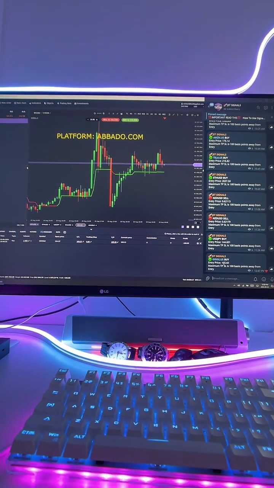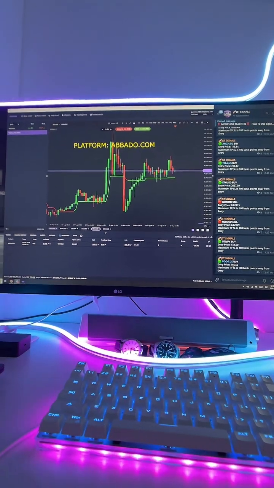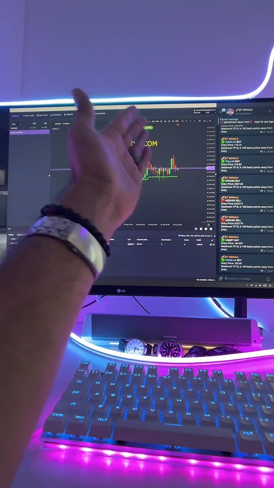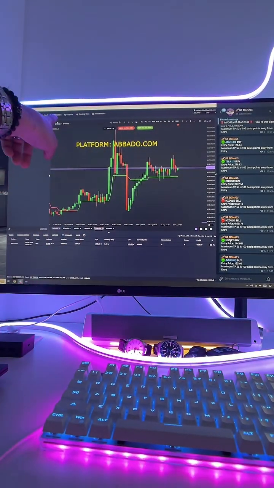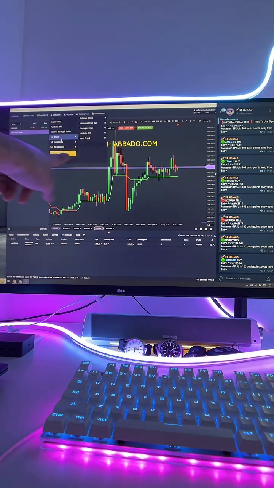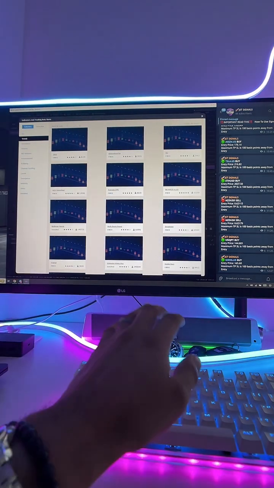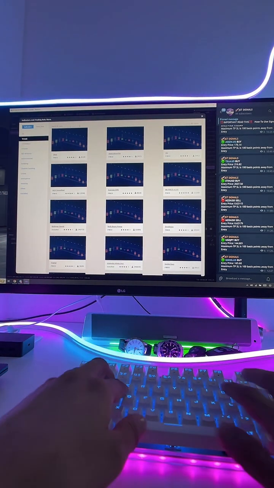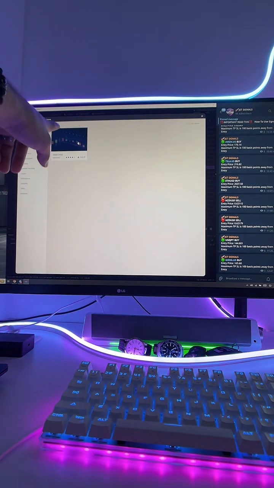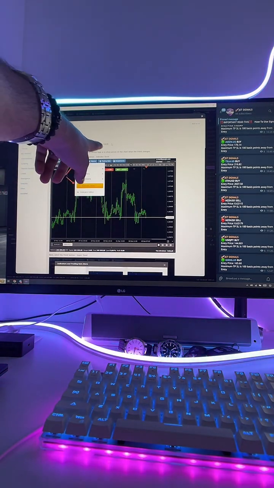So the name of the indicator is Super Trend. The way to add it is when you go to Abato.com, you have your account set up. Click indicators on the top left corner. Go to indicator store. You can add whatever indicator you want, but you just search Super, and then the Super Trend shows up.